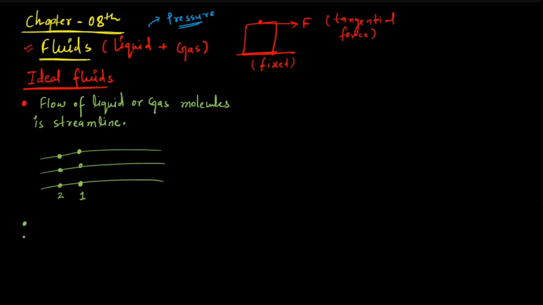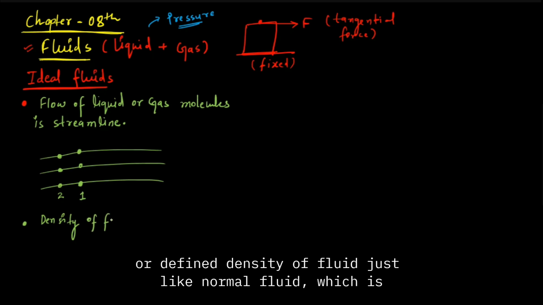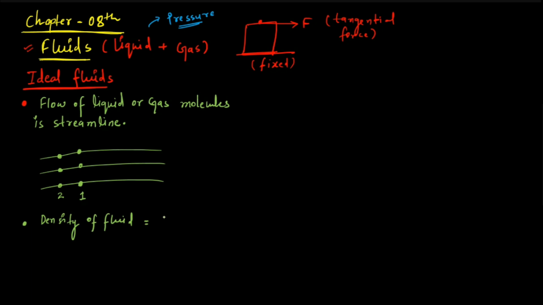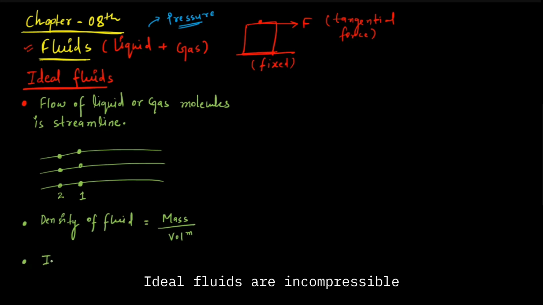Similarly, there are different things. Ideal fluids have a specific density. We use the defined density of the fluid, just like for a normal fluid, which is the mass of the liquid over the volume of the container in which it is kept, or the volume of the liquid. Similarly, there are some basic properties. Ideal fluids are incompressible.